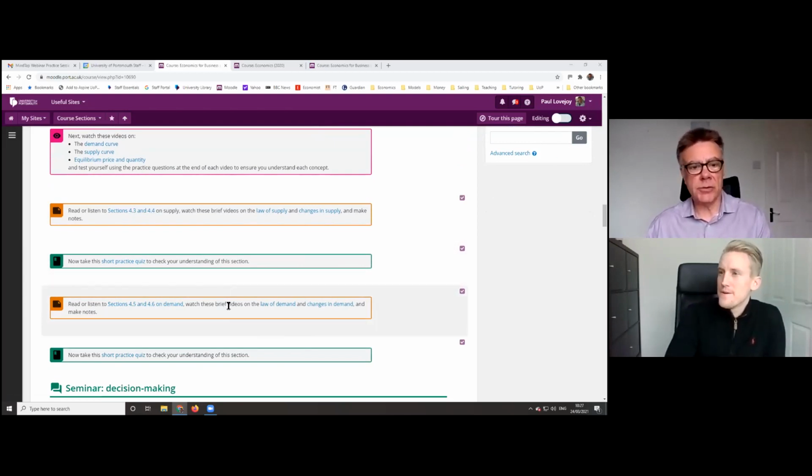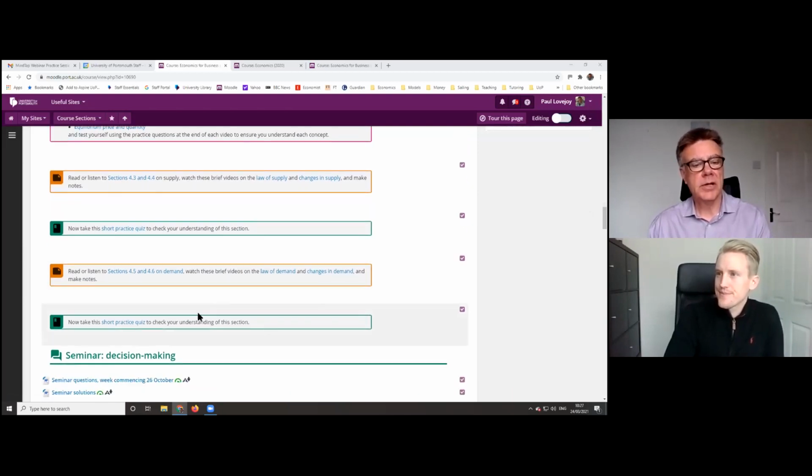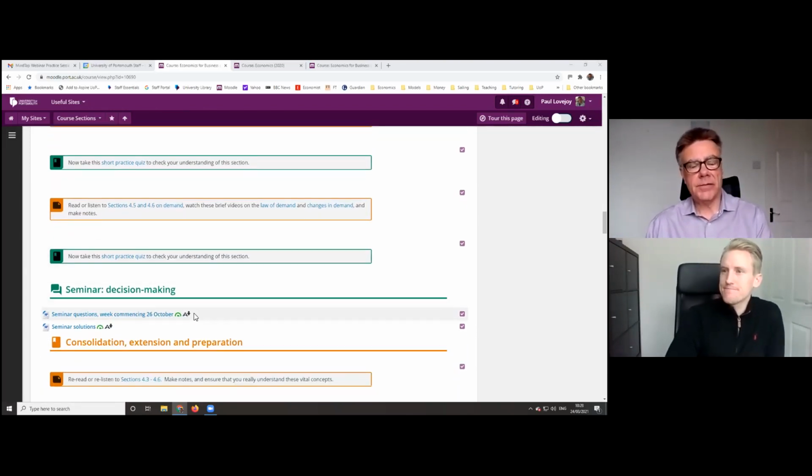So another bite-size chunk on, now we're looking at the demand side of our model. Another short practice quiz. And that's their work on what would replace a normal lecture that week. Of course, we then have a seminar. And for the first 6 weeks of the current academic year, those were face-to-face. Since then, they've been online.